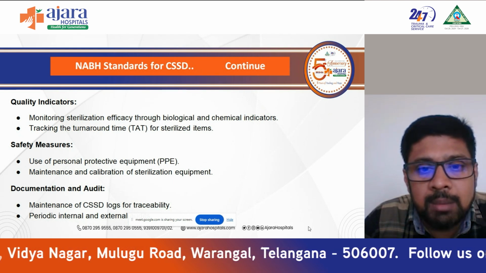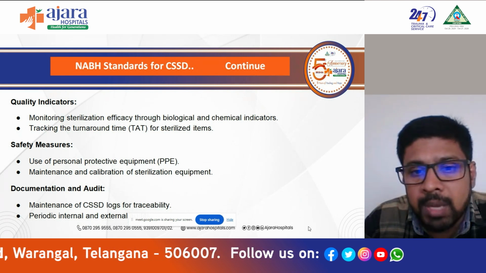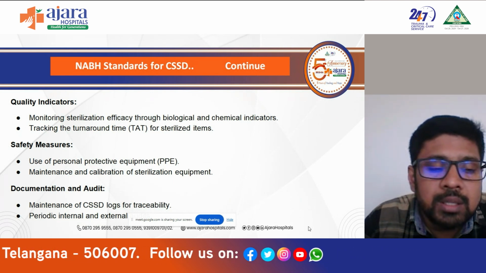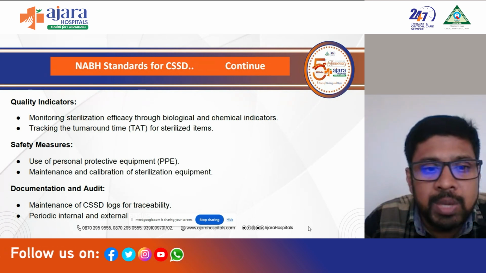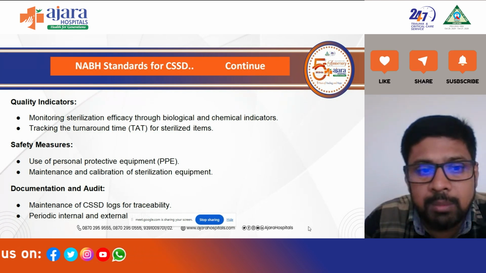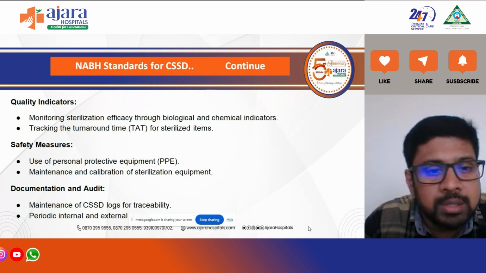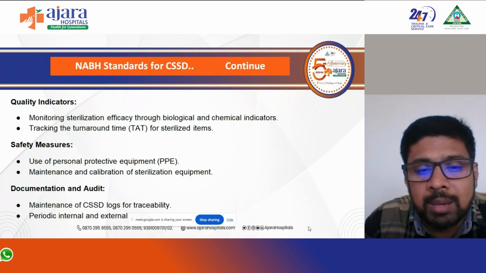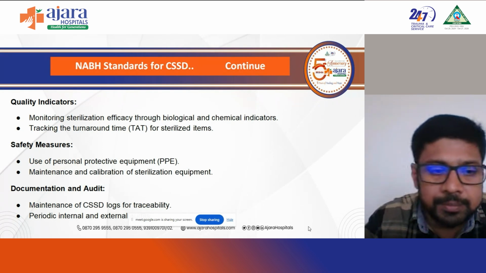Maintain the calibration of sterilization equipment. Periodic maintenance and annual maintenance are also needed for the CSSD autoclaving machine and all the machines used in the CSSD; calibration and annual maintenance are required. Then documentation and regular audits. Regular audits and documentation will help us identify the gaps and process deviations.